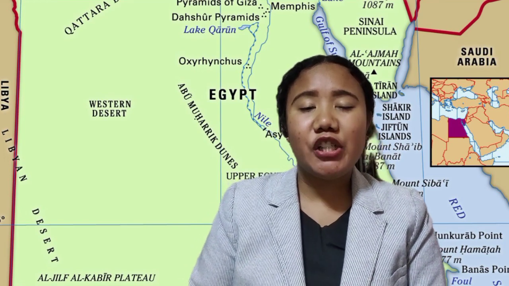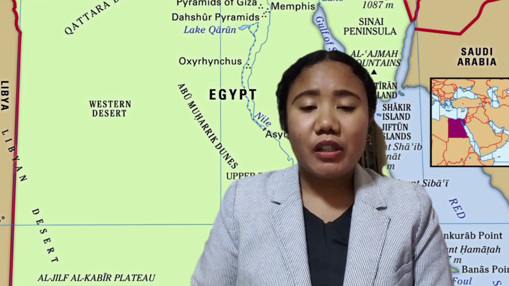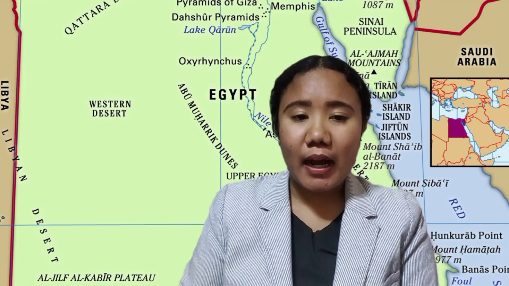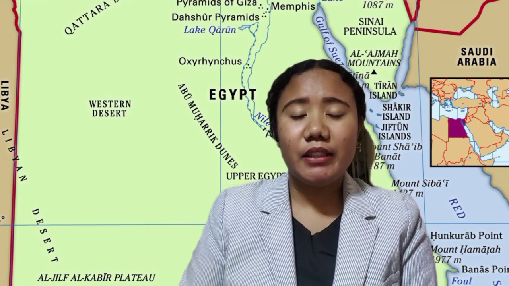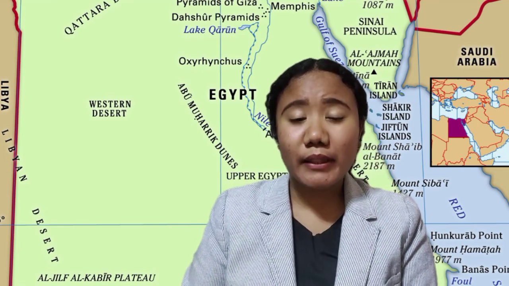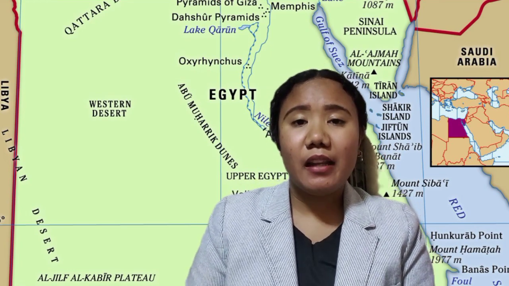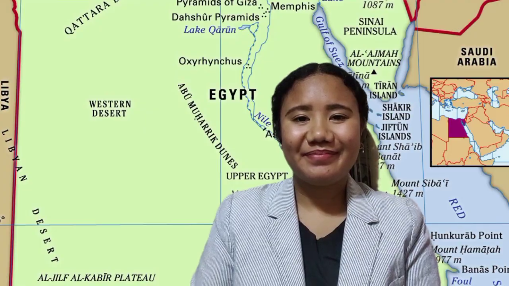And lastly, Egypt has four distinct geographic regions known as the Sinai Peninsula, the Western Desert, the Eastern Desert, and the Nile Valley. It is also divided into two sections, Upper Egypt in the south and Lower Egypt in the north. Moving on to the capital of Egypt, which is Cairo.